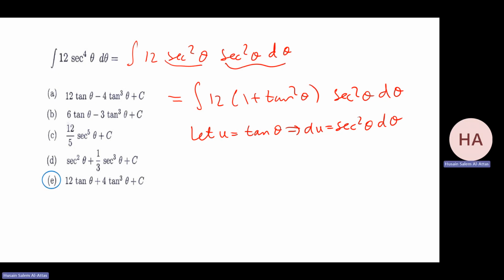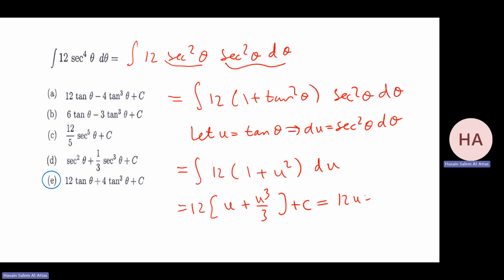Okay, so that will be what? 12, 1 plus u square du. Okay, so I have 12 times u plus u cubed over 3 plus c. That will be 12u plus 4u cubed plus c. Now retain the u, which is tan theta, plus 4 tan cubed theta plus c, which is this.